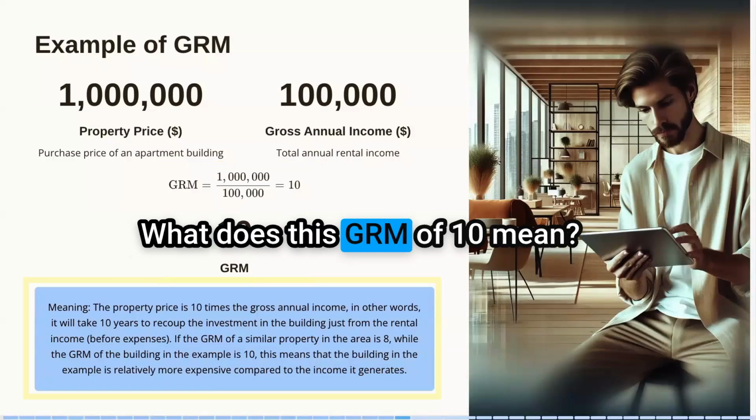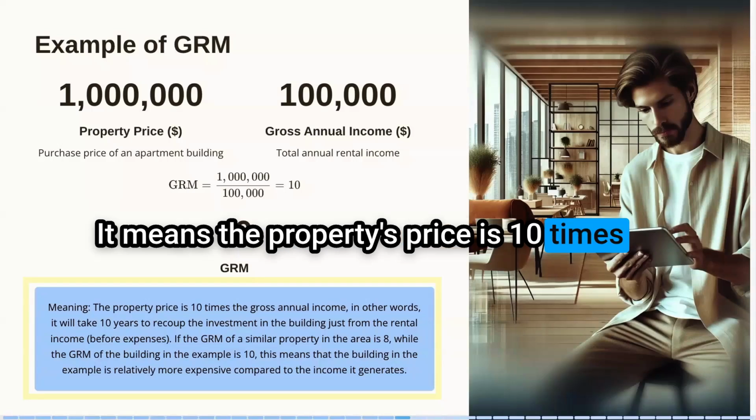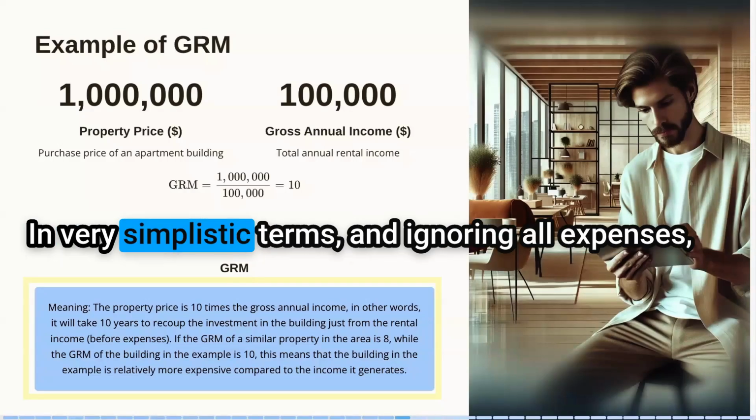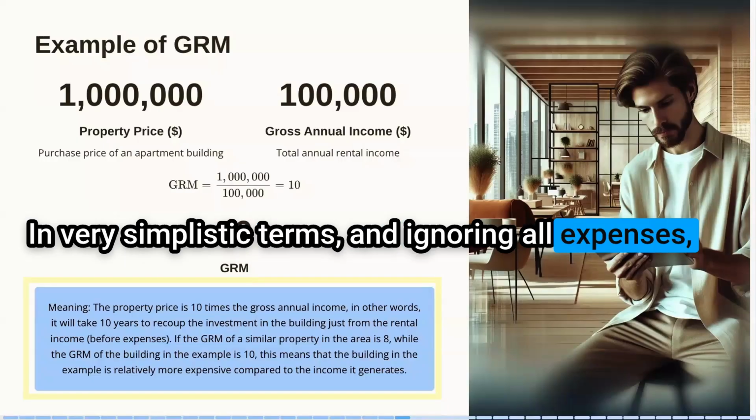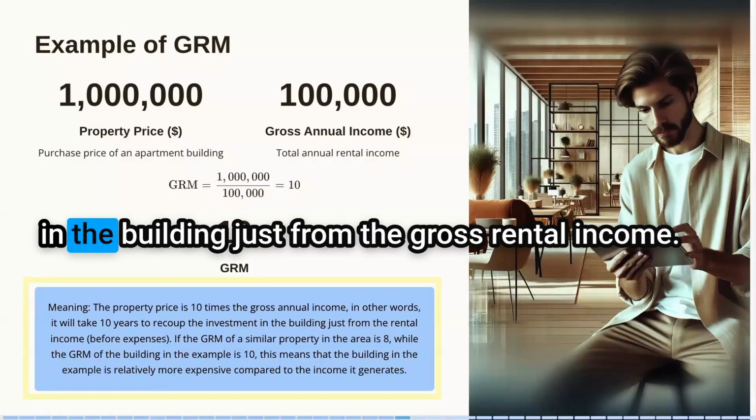What does this GRM of 10 mean? It means the property's price is 10 times its gross annual potential income. In very simplistic terms, and ignoring all expenses, it would take 10 years to recoup the investment in the building just from the gross rental income.